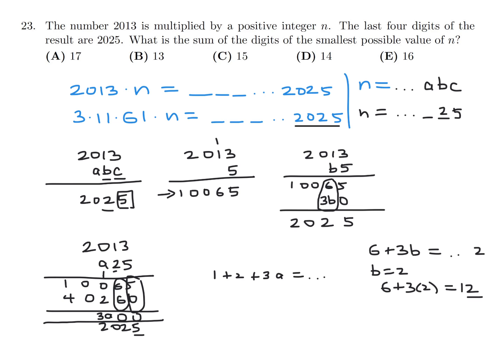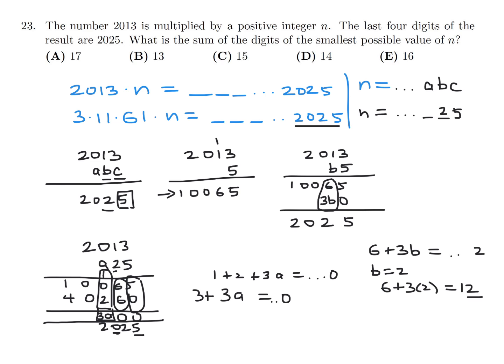Or hold on. No, let me do this. Let me be careful here. 1 plus 2 plus the 3a is this guy, 0. Aha. Okay, so it's got to end in a 0. Okay, got to be careful there. So that's really 3 plus 3a is equal to something that ends in a 0.